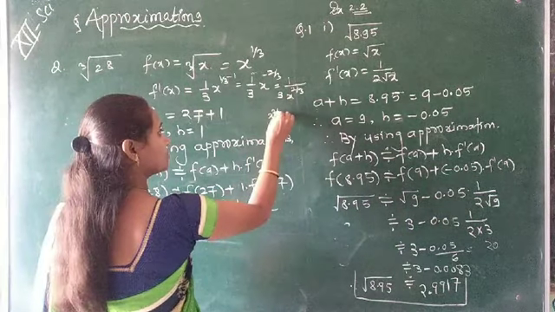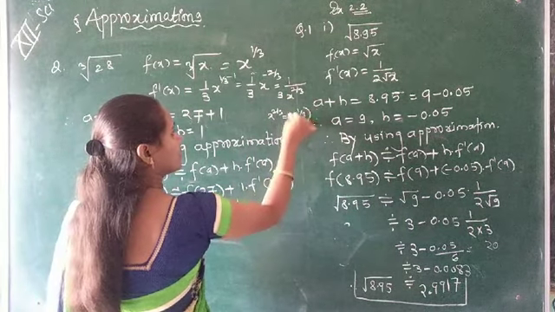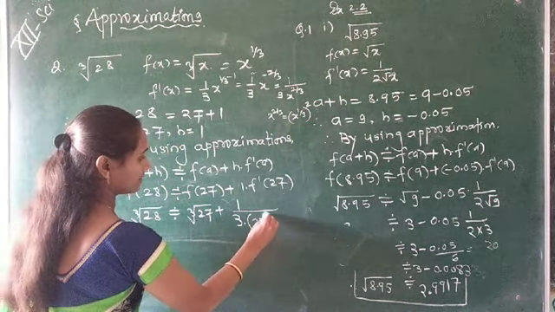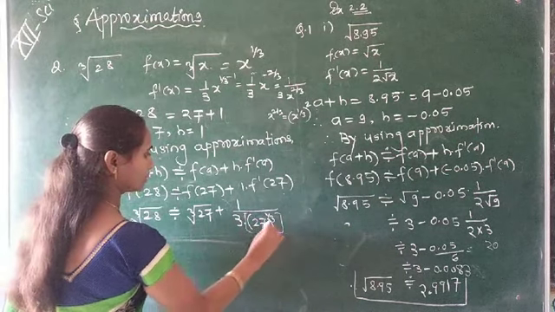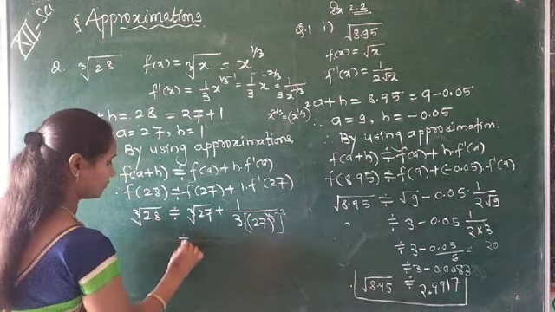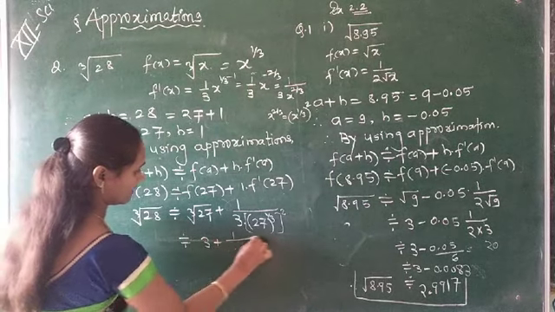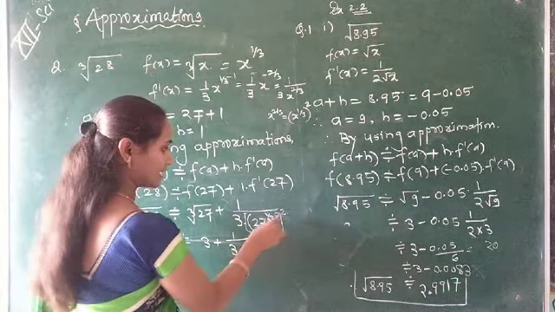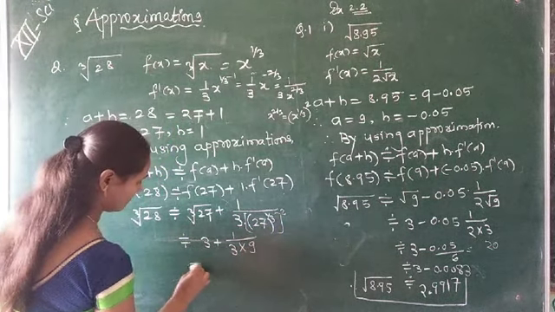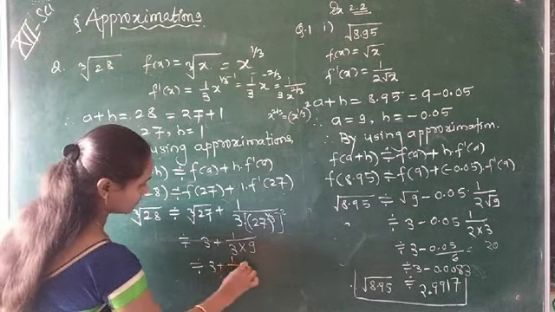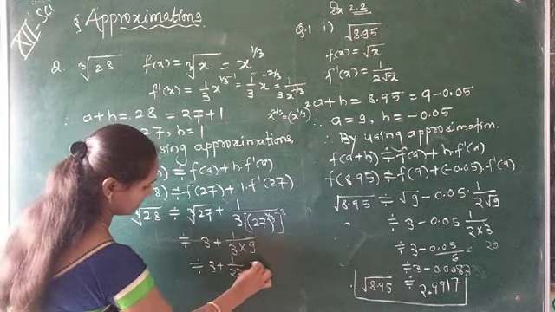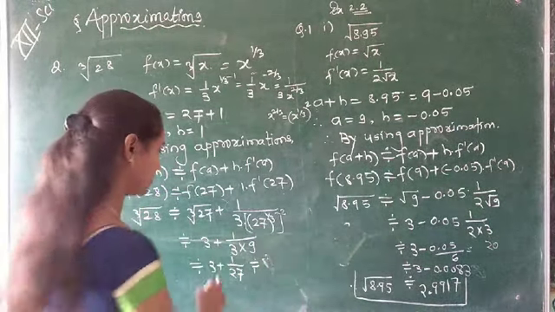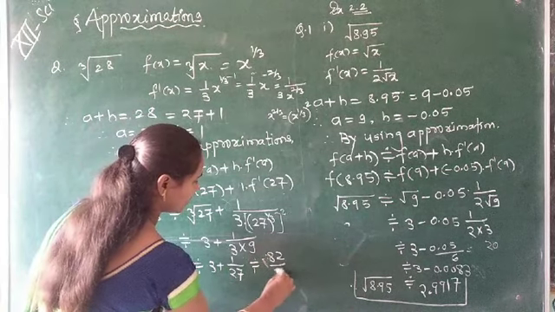So this x raised to 2 by 3 can be written as x raised to 1 by 3 square. So here 27 raised to 1 by 3 and whole thing square. Cube root of 27 is 3, plus 1 upon 3 into, see here, cube root of 27 is 3 and again take it square, so it is 9. 3 plus 9 3s are 27. That is 3 plus, see, 27 3s are 81. 81 plus 1, that is 82 upon 27.